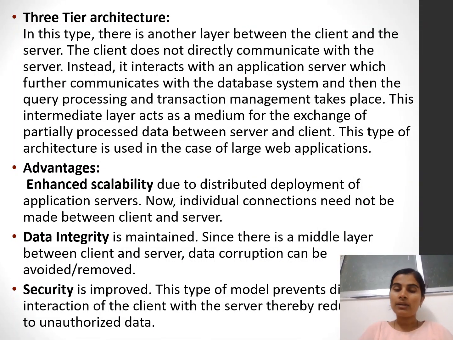Now the advantages of the three-tier architecture. First, enhanced scalability due to distributed deployment of the application server. Individual connections need not be made between the client and server. Data integrity: since there is a middle layer between the client and the server, data corruption can be avoided and removed. Security is improved. This type of model prevents the direct interaction of the client with the server, thereby reducing access to unauthorized data.